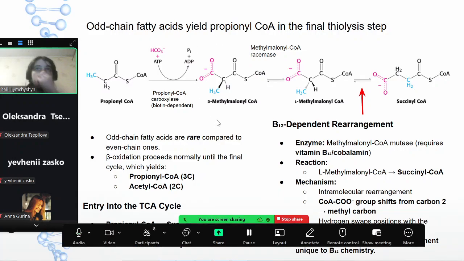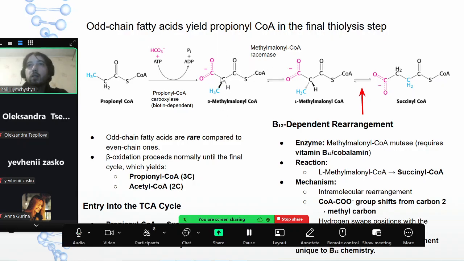The odd chain fatty acids yield so-called propionyl-CoA in the final step of the thiolysis. So if you have an even number of carbon atoms, you can always separate them by 2 carbons, and you will always get acetyl-CoA. In this case, you perform everything until you get to 3 carbon atoms. That is called the propionyl-CoA.